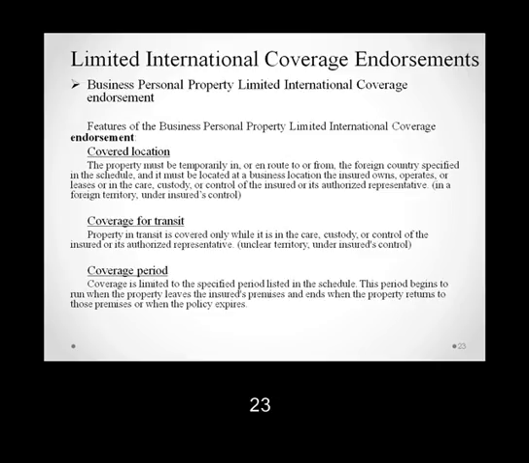Now, how is this property evaluated, especially when it is outside of U.S. territory? Would it be evaluated in U.S. currency or in some foreign country's currency? This endorsement verifies that the loss will be valued in U.S. currency and based on the values and the cost in the area of the described premises where the insured's business personal property is permanently located.